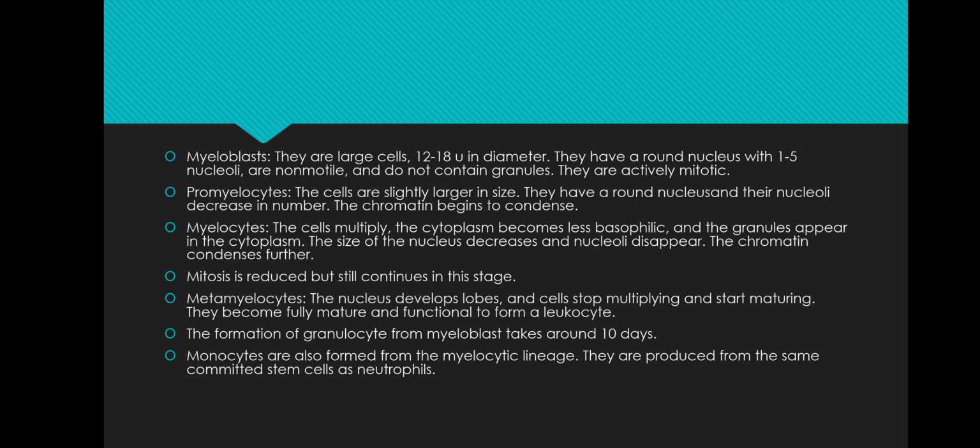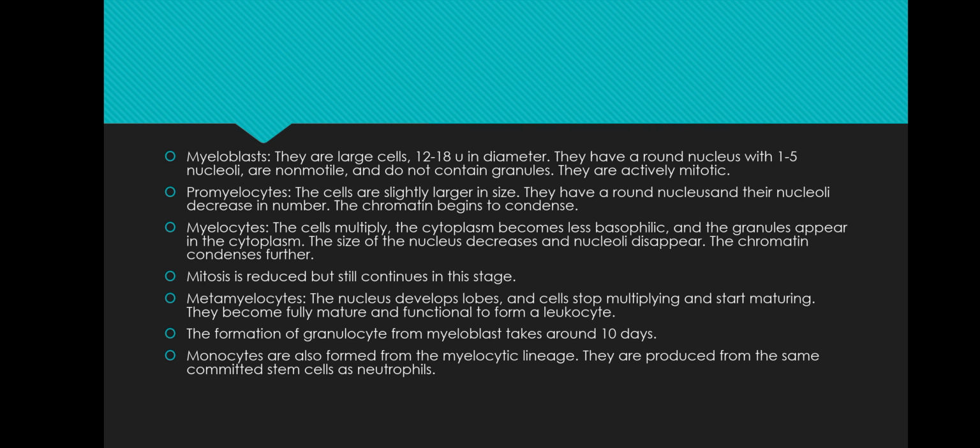As we compare to the promyelocytes, where the chromatin begins to condense, in myelocytes the chromatin condenses further. The nucleus is round, and the nucleoli, which were decreased in number, now disappear. Mitosis still occurs in myelocytes, but it is reduced at this stage. Next we will see about the metamyelocytes.